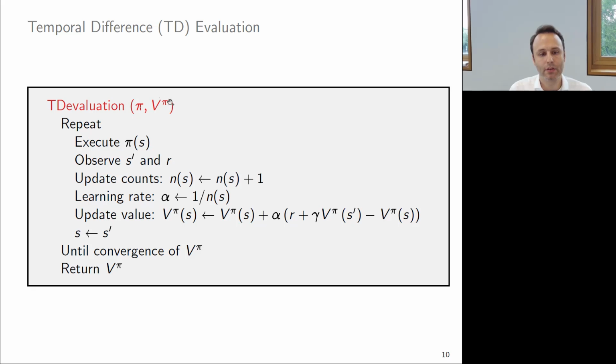Now the algorithm looks like follows. So we can just execute a policy as we have done. We observe the next state and the reward. Then we update our counts and we update our learning rate, and then we update our estimate of the value function, and then we do that until we converge to a value for that policy.